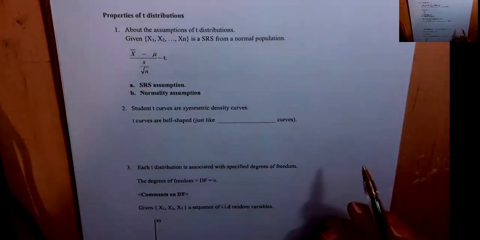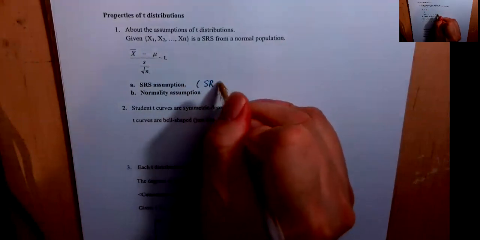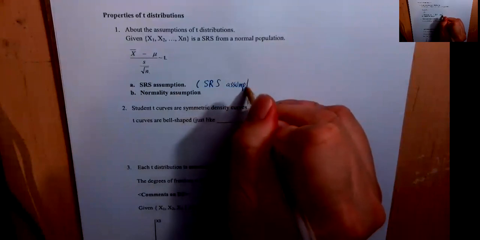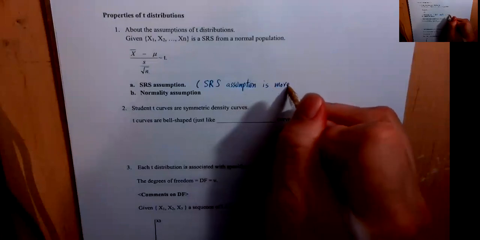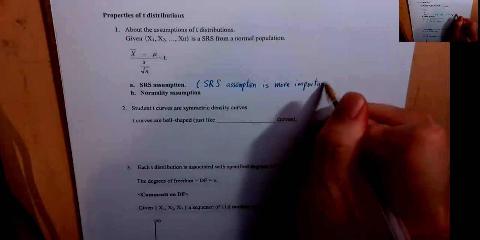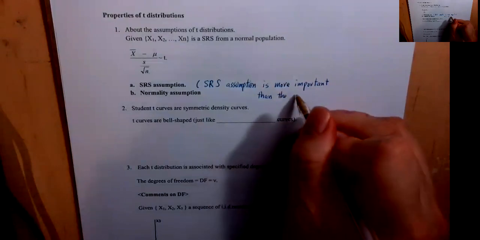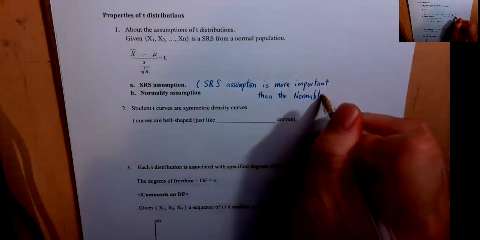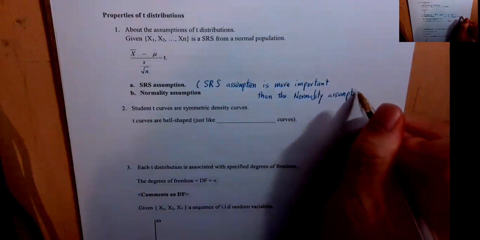Later on, we're also going to tell you the simple random sample assumption is more important than the normality assumption. The reason will be explained later, okay?